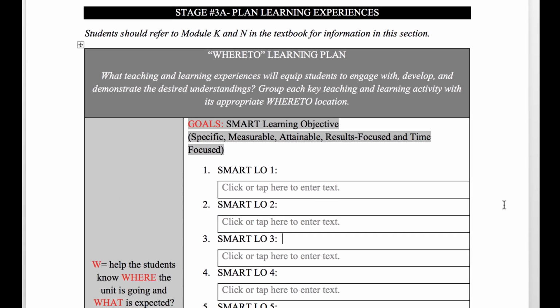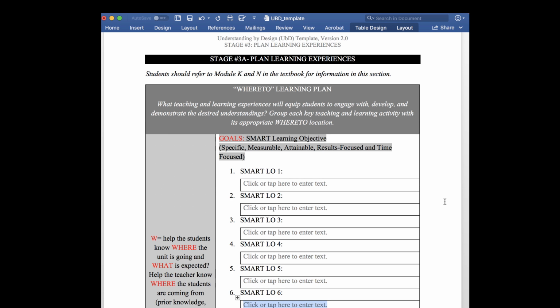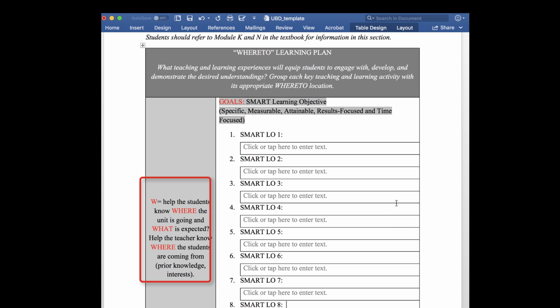Okay, so we start with W. Help the students know where the unit is going, what is expected. Help the teacher know where the students are coming from, prior knowledge and interests. So the first part of that W is where the unit is going.